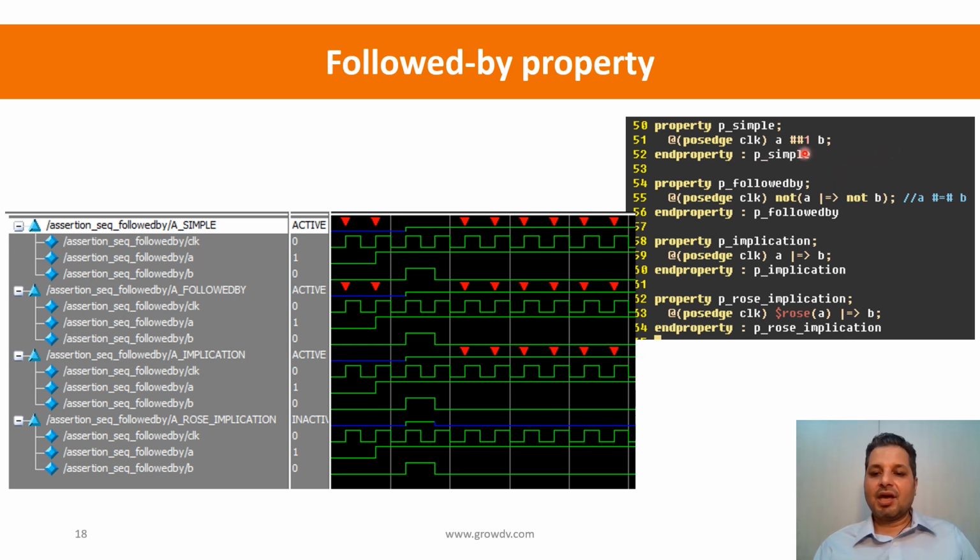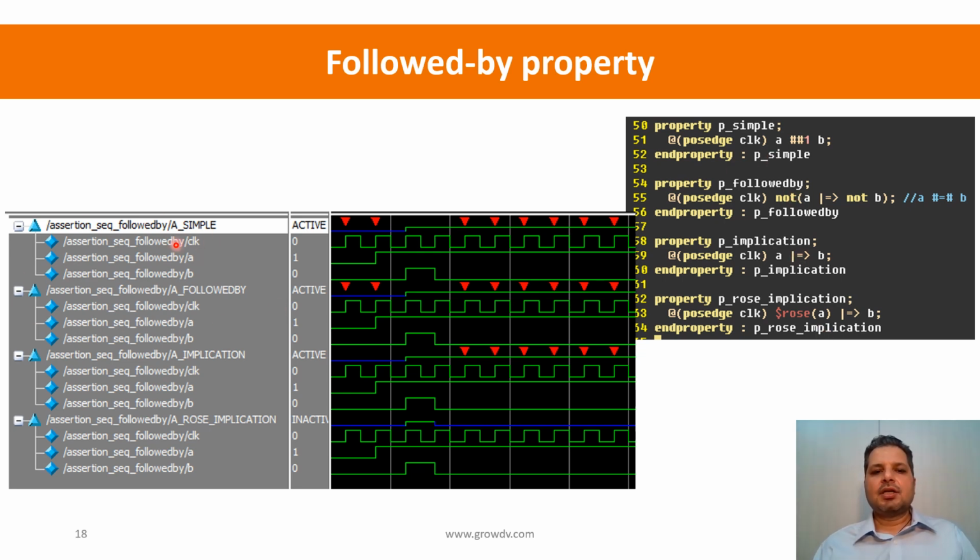So let's see whether the behavior matches. And then I am also putting an implication, just for the comparison. Okay, and I am adding one more where I am using the edge, the rose of A, and if I change this implication to an antecedent that uses edge detection, how the property behavior is different. So in this example I am not just showing you how the followed by operator works, but also how these basic expressions behave differently. I would like you guys to pay attention and understand.